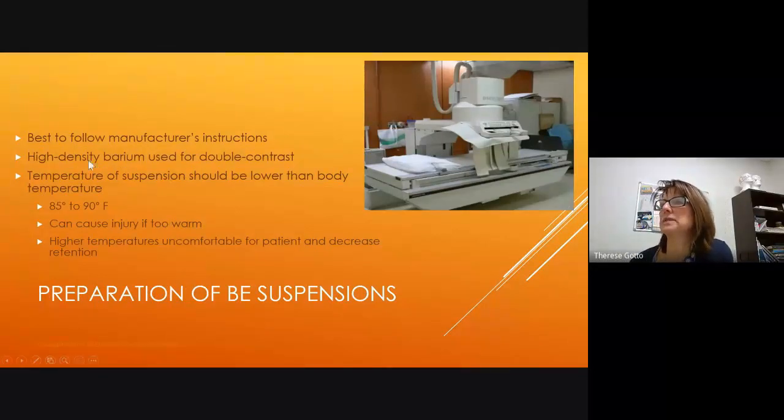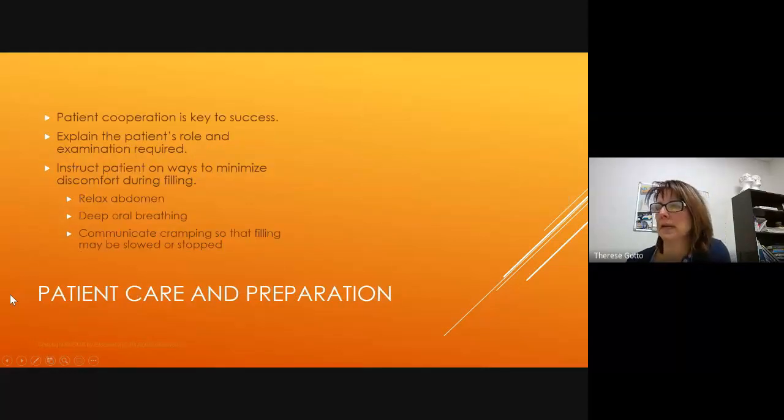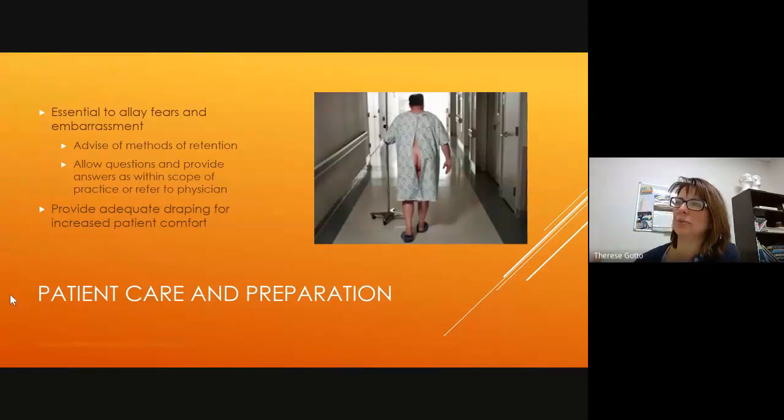The temperature of the suspension should be lower than body temperature. Anything that's too warm can cause injury to your patient. Higher temperatures are uncomfortable. Make sure your patient is fully aware of what you will be doing and when. You need their cooperation. And remember, deep breathing when you insert the tip, deep breathing when you take that tip back out. If they start cramping, you can breathe them through that.